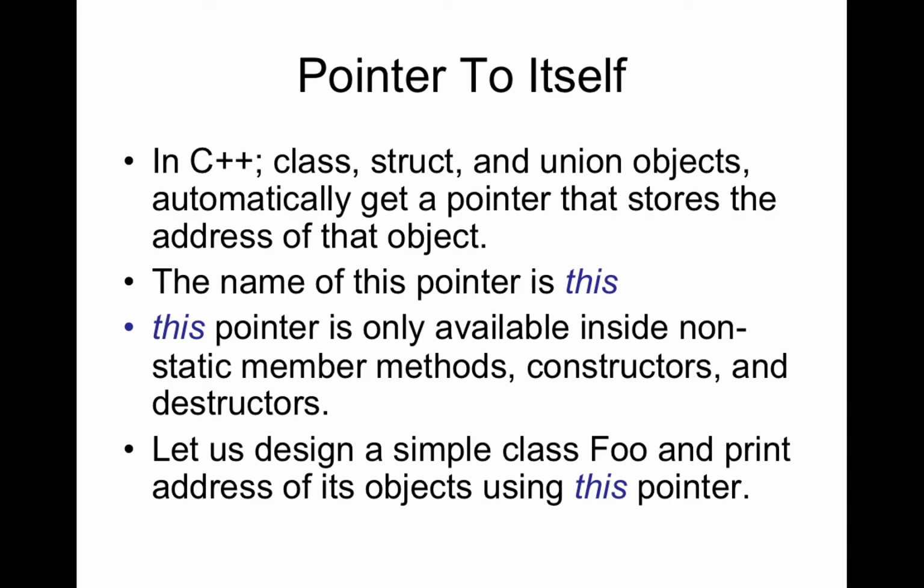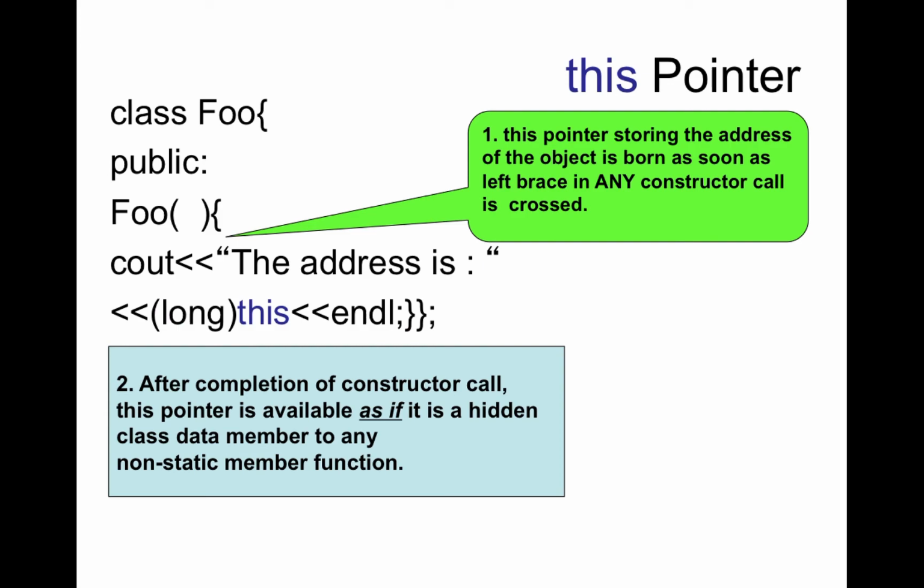Okay, in any case, you know that static members are property of the entire class, not the property of an individual class object. So this pointer is not available to static functions, only to non-static functions. So we are going to design a simple class foo and print the address of its object using this pointer. First I want to give you a little bit of an idea of the class.